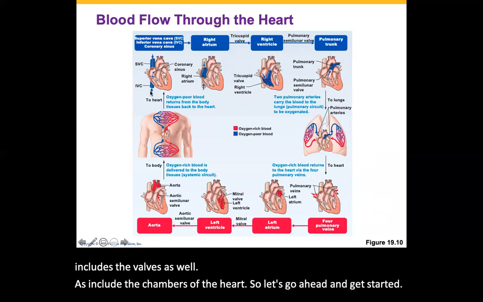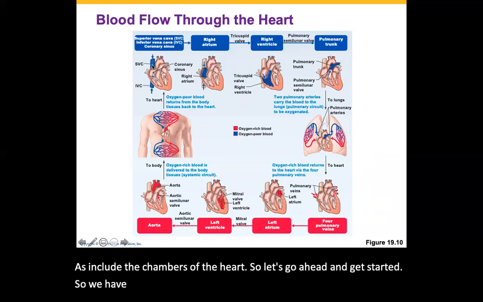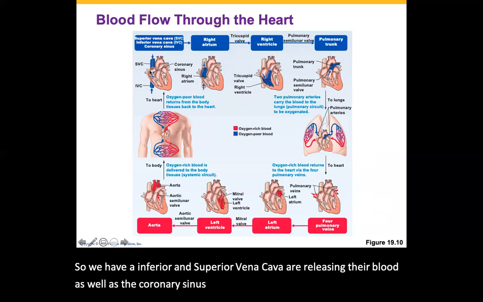We have the inferior and superior vena cava releasing their blood, as well as the coronary sinus releasing its blood into the right atrium. Blood passes from the right atrium through the tricuspid valve into the right ventricle.